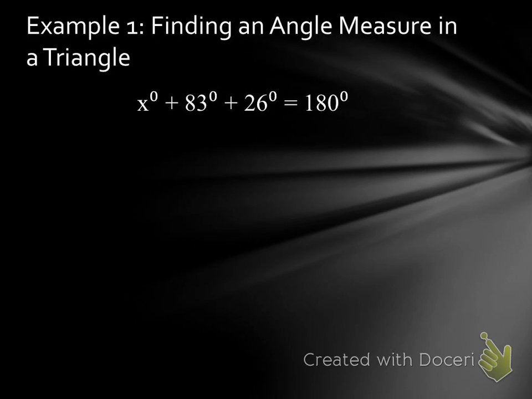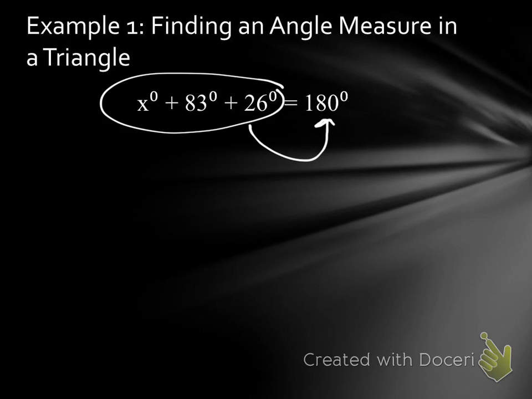Okay, so in example 1, we're finding the unknown angle measure in a triangle. We're always going to solve these by first setting up an equation. We know that the three angles of a triangle add up to be 180 degrees. That's how we generally set up our equations. Go ahead and write this equation in your notes. You don't have to write the degree signs in your equation, but you do have to have it in your answer. So x plus 83 plus 26 equals 180.